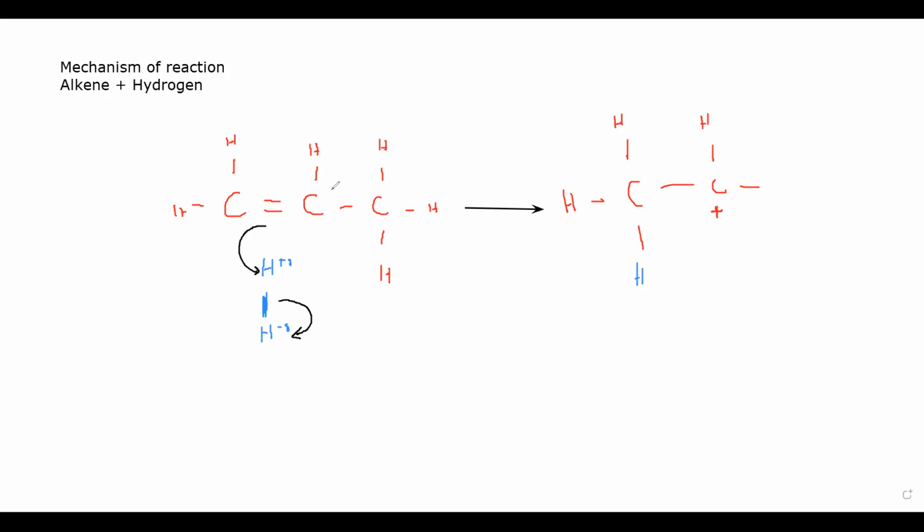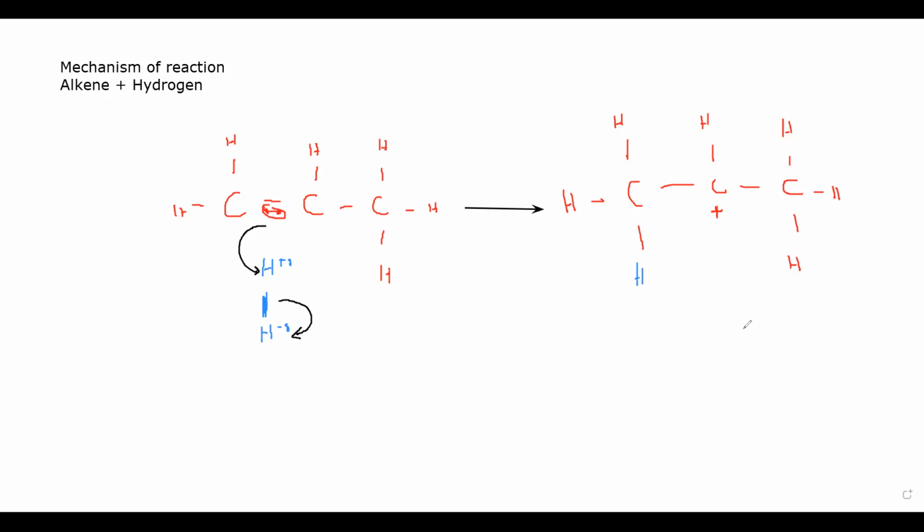And why does it get a positive charge? Because one electron belongs to the left hand side carbon and one electron belongs to the right hand side carbon. But both of these electrons are taken by the left hand side carbon to form a bond with hydrogen. That's why there is a positive charge. This is an intermediate.